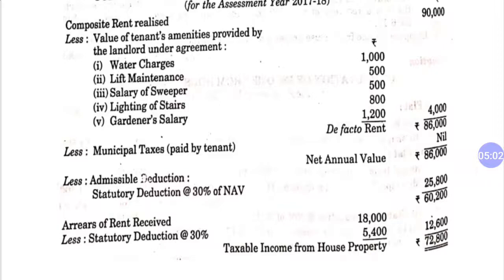And at the last you have arrear income of rent. It is 18,000. On this 18,000 you have to calculate 30% standard deduction, so it's 5,400. And finally you have 12,600 as your income from arrear, which is taxable. Now finally the total income taxable from house property is 72,800.